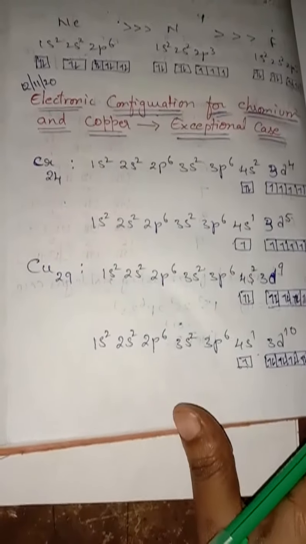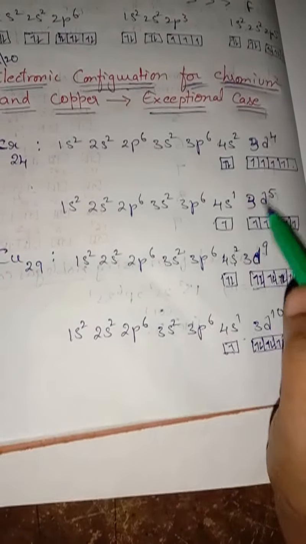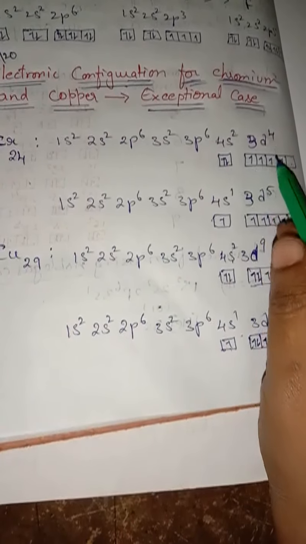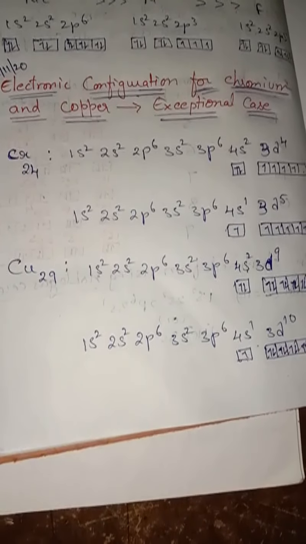So this is the exceptional case for chromium and copper, a little variation. The 4s orbital will have one electron and the 3d orbital should be completely filled. Then only both elements will attain stability.